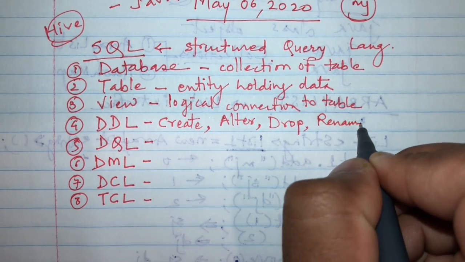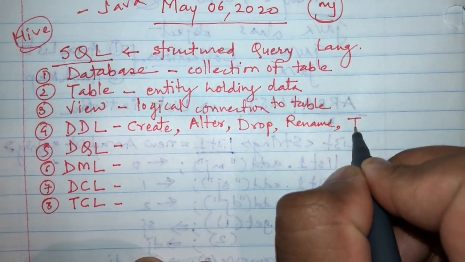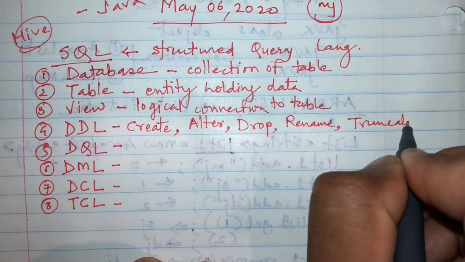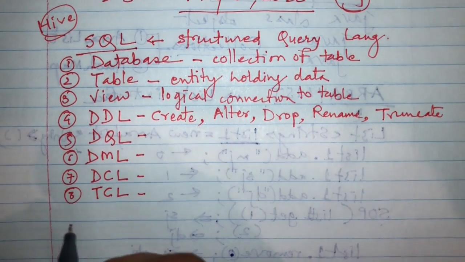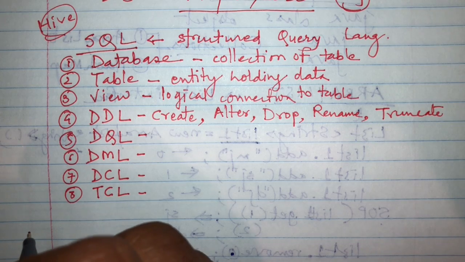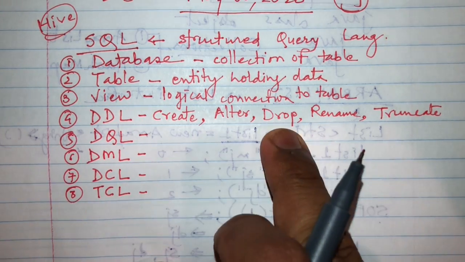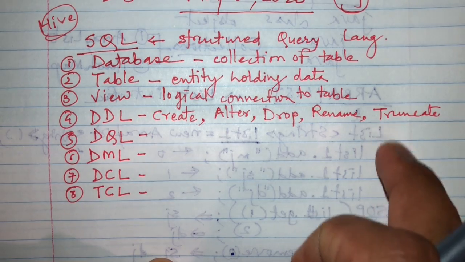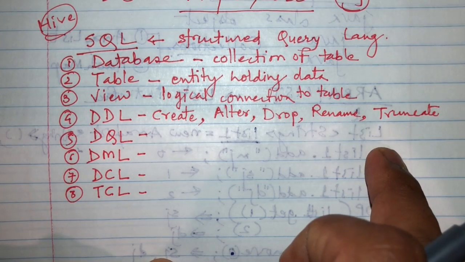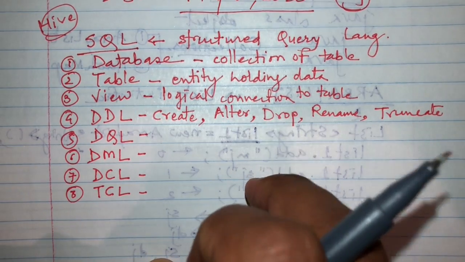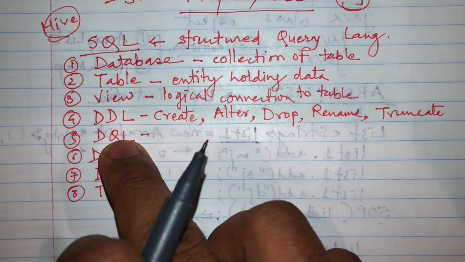Rename command is used to rename a table. Truncate command is used to wipe the data only from the table. So the difference between drop and truncate is that truncate will only remove the data, keeping the table as is, whereas drop will remove both the data and the table.